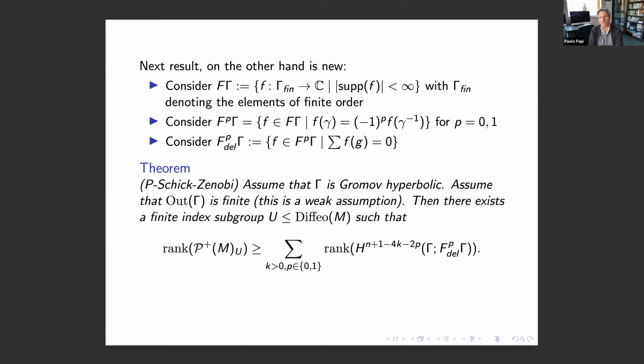Then there exists a finite index subgroup of the diffeomorphism group of M, such that you can bound from below the rank of the co-invariants of positive scalar curvature metrics in this way. I mean, you have constituents of these groups that you can write down, and so you have a lower bound for the rank, which is rather explicit. So this generalizes the previous result.